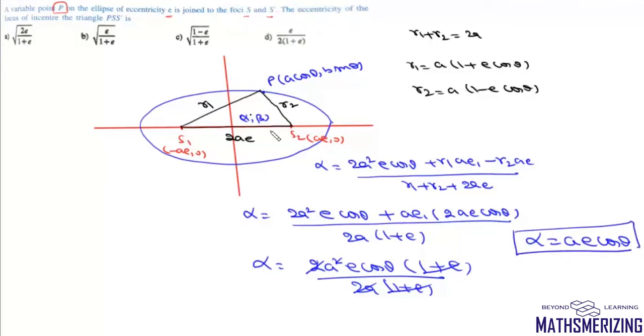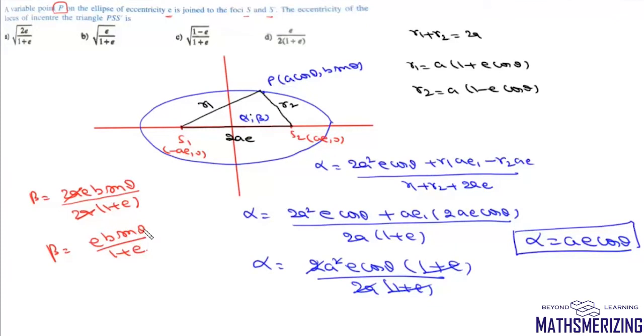Now we'll write beta. It will be 2AE into B sin theta upon R1 plus R2 plus 2AE. So it will be 2A, 1 plus E. So 2A again will cancel. So we'll get beta as EB sin theta upon 1 plus E.